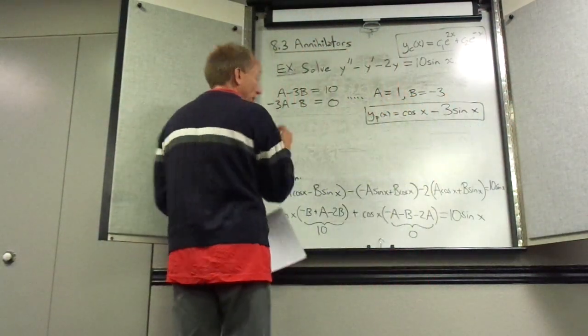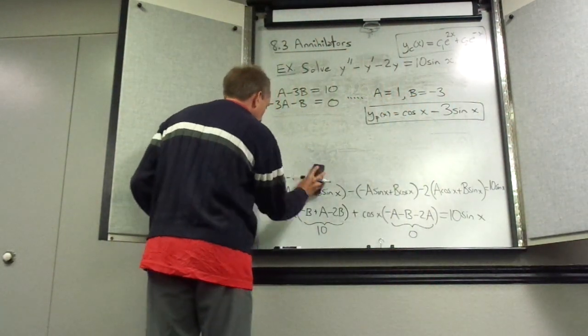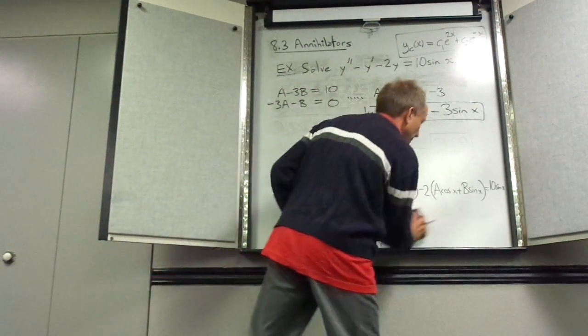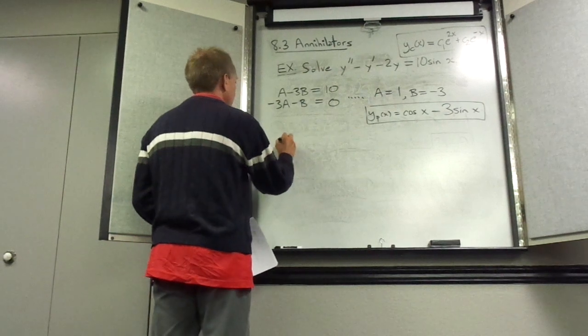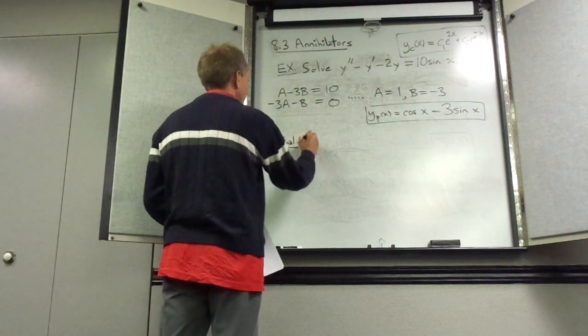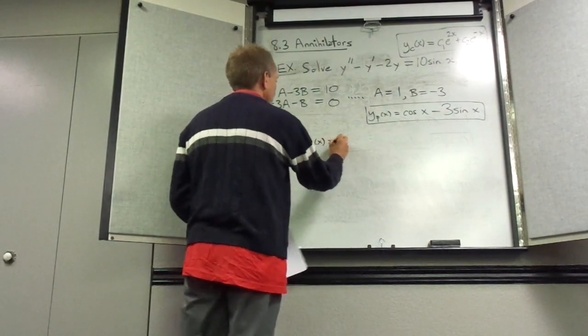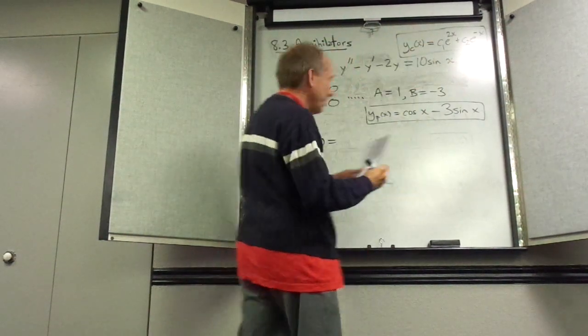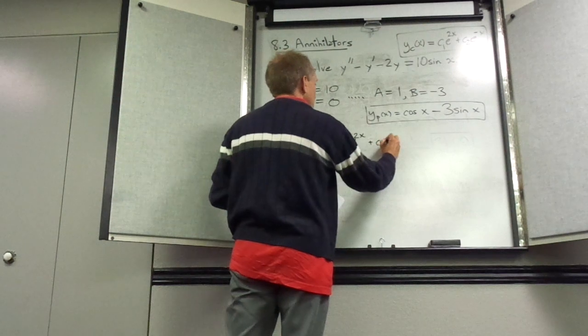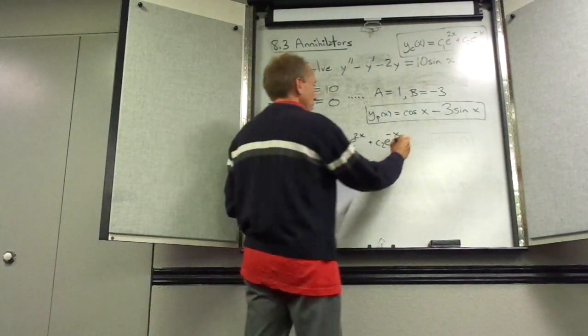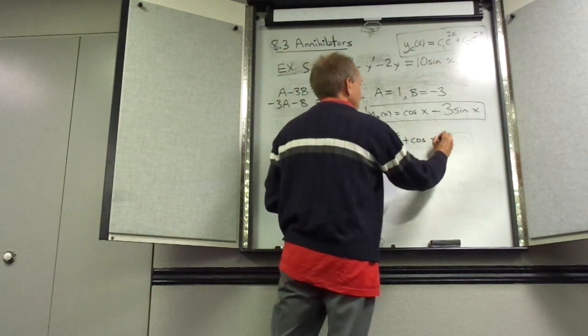And so my final answer now, I'm ready to write it down. My final answer would be y of x equals the complementary function c1 e to the 2x plus c2 e to the negative x plus the particular solution.